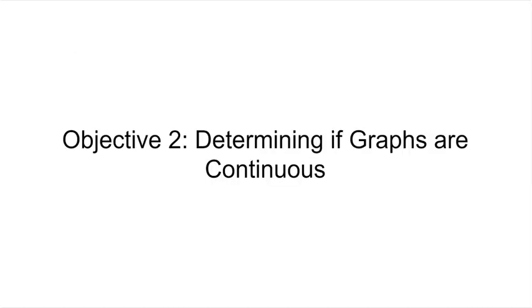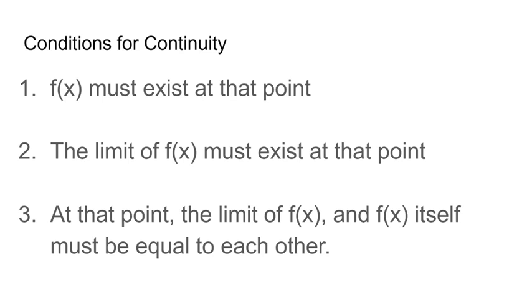Moving on to our second objective, determining if graphs are continuous. So there are 3 main conditions for continuity. One is that the value f of x must exist at that point. That is, there cannot be a hole there, right? So you plug in, like f of 5, for example. f of 5 would have to output a number. It has to exist.